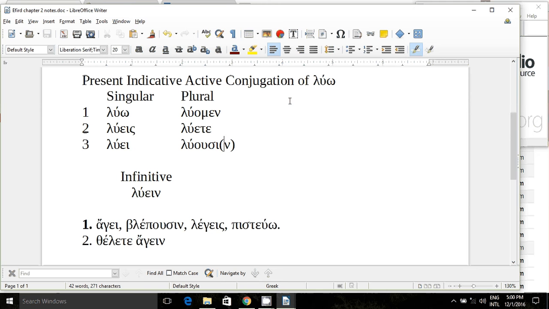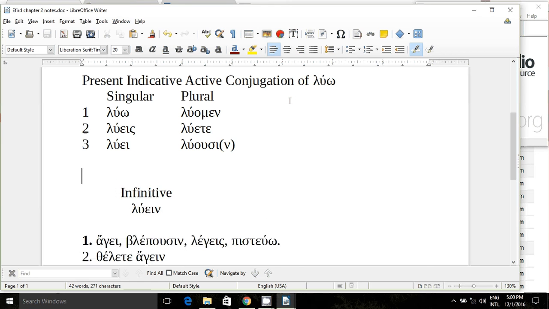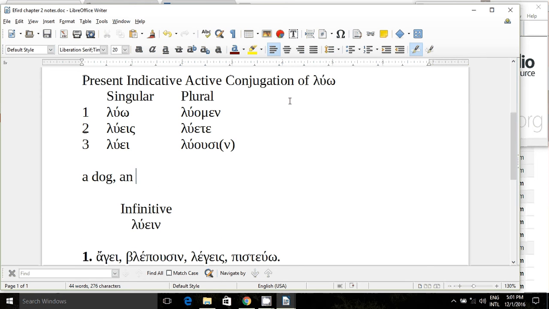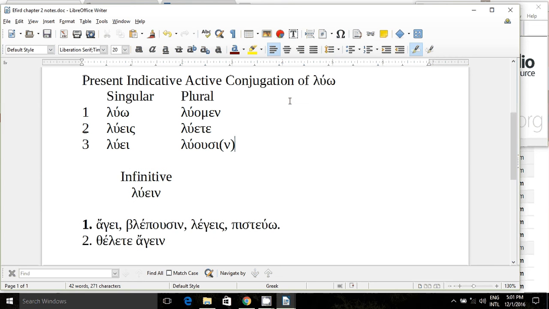And notice this is called the movable nu. This is just like in English how we say a dog, but we say an apple. We put this movable nu in only on words when the next word begins with a vowel. So that's why that nu is there in parentheses. So these are the endings for the present indicative active. So if I look at just the endings, o, eis, ei, omen, ete, ousin.